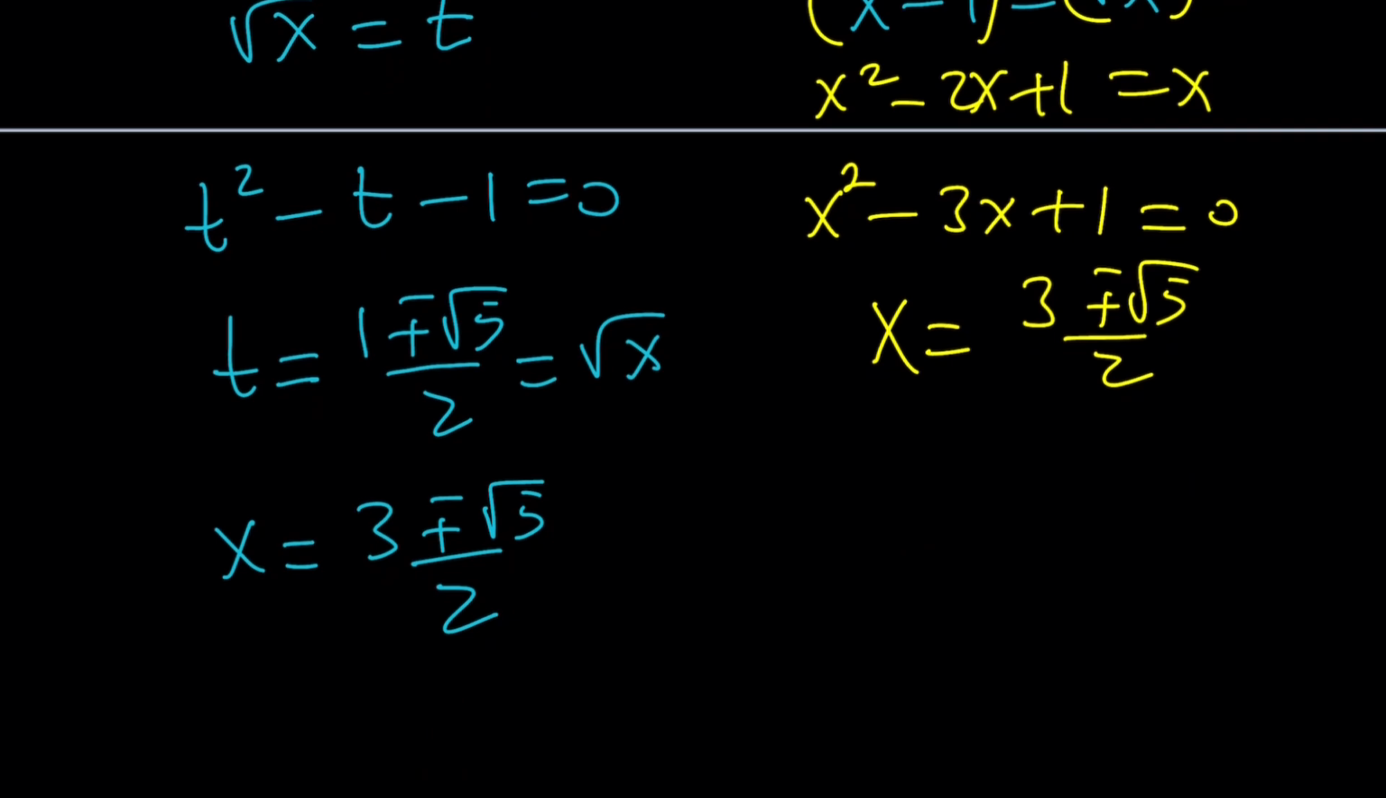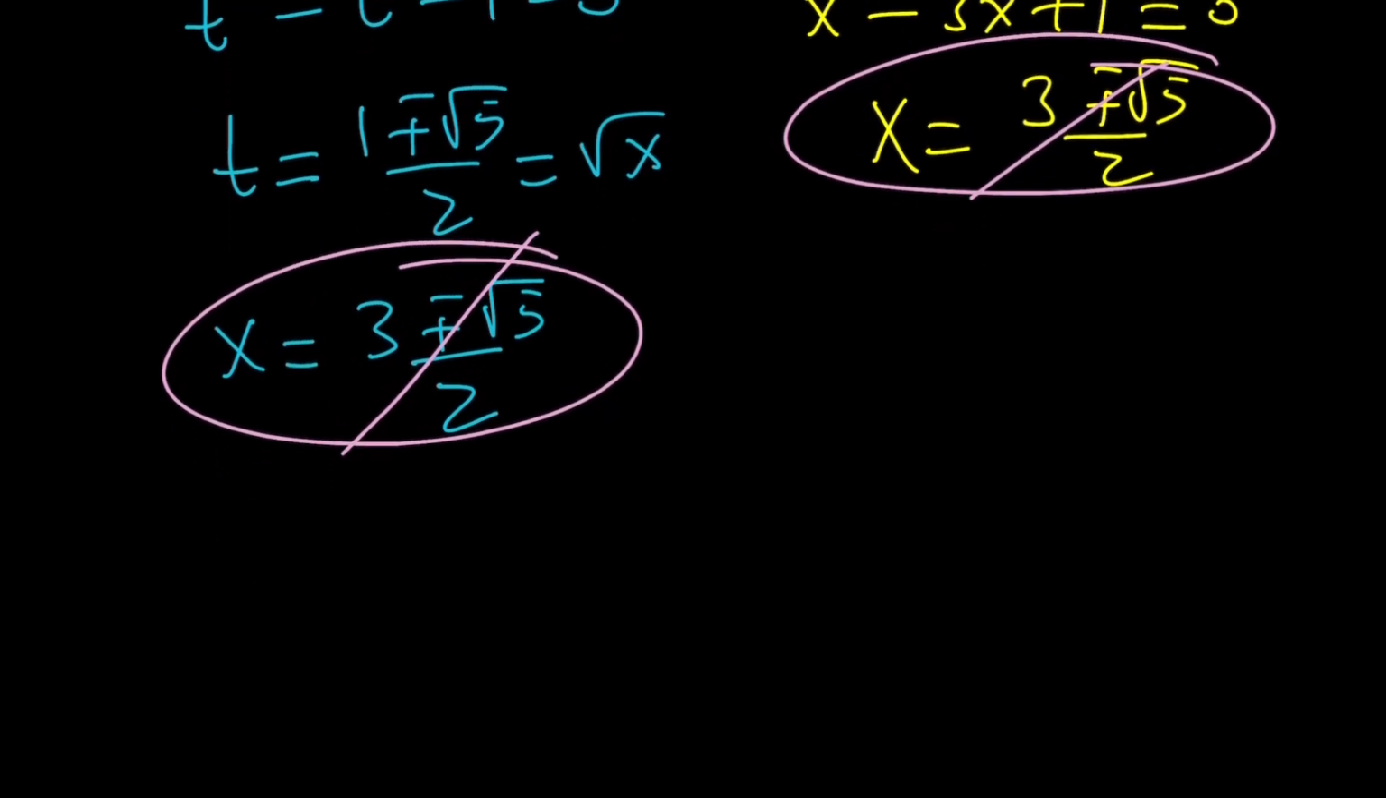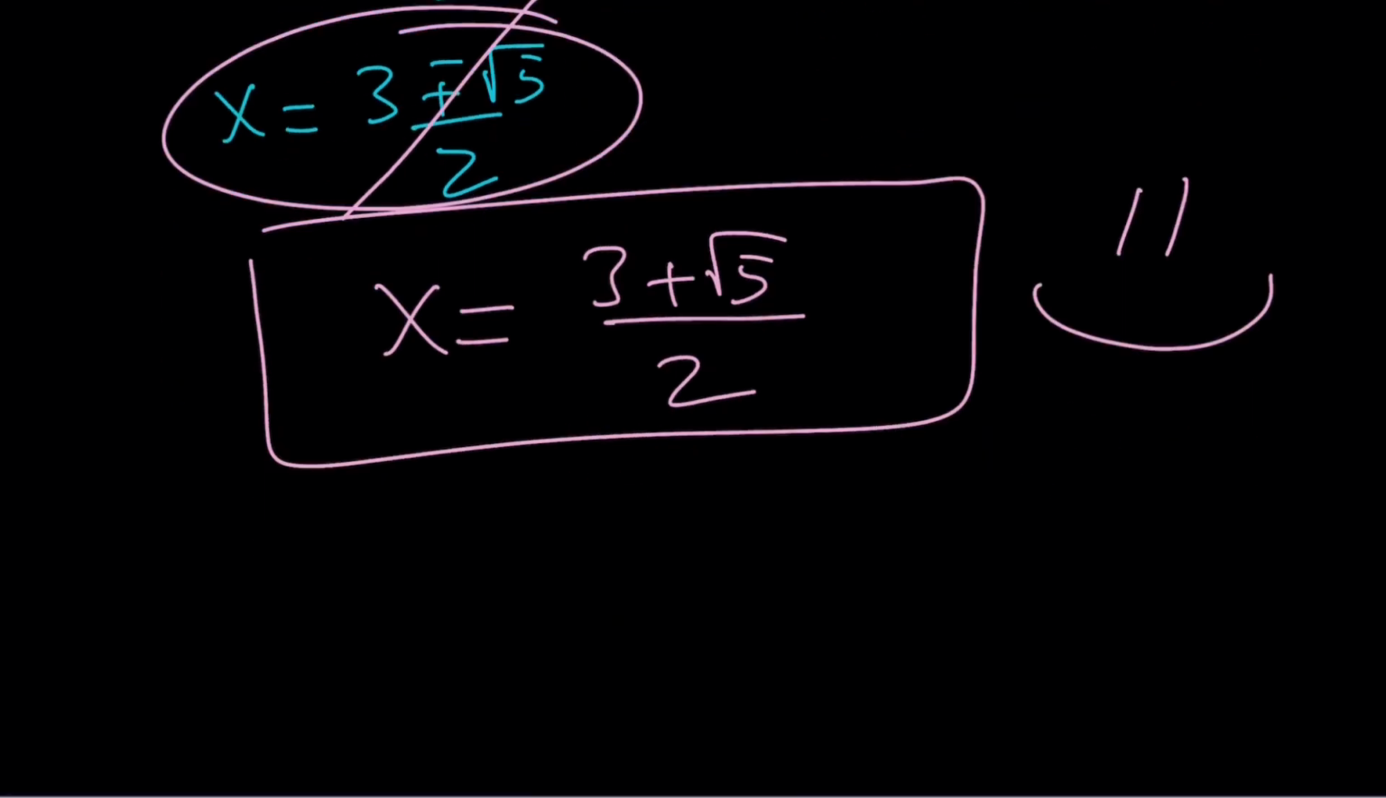So they're going to give you the same thing, but guess what? They're not both solutions because we can only go with the one that is greater than 1. So the single solution to this equation is this one. Yay, that's a winner. Now let's go ahead and take a look at the graph and we'll finish up.